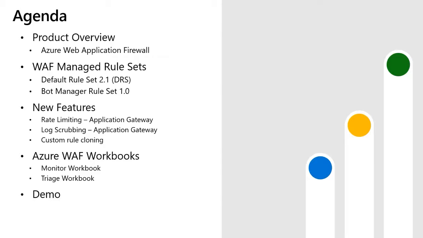In addition to the DRS 2.1 updates, we'll delve into the Bot Manager Ruleset 1.0. We'll also cover the new features such as rate limiting and log scrubbing on Application Gateway and custom rule cloning for both delivery platforms. We'll introduce Azure WAF workbooks, which provide a visual representation of security-relevant WAF events across several filterable panels. These workbooks are invaluable for triaging and analyzing WAF logs.